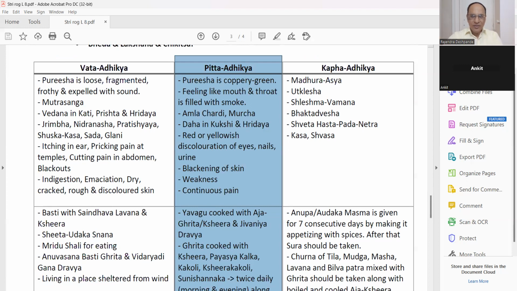Pitta dominance. Purisha, stools, will be coppery green, feeling like the mouth and throat are filled with smoke, very hot, like fumes are coming from your mouth. Pittaja Amla Chhardi, sour vomiting. Murcha, fainting attacks. Daha in Kukshi and Hridaya, chest and abdominal region. Red or yellowish discoloration of the eyes, nails, and urine. Blackening of skin, weakness, and continuous pain will be there.